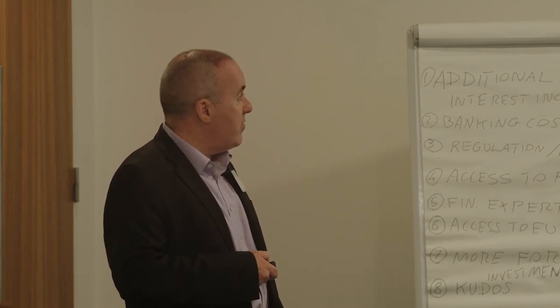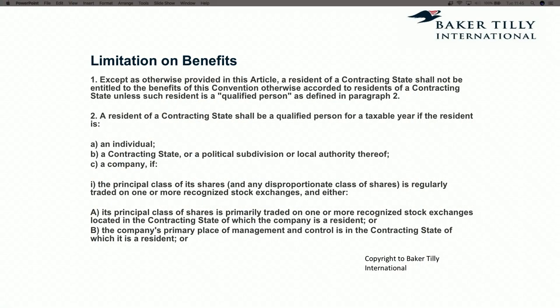treaty works. It says a resident for contracting sake shall be a qualified person for a taxable year if the resident is an individual. We're talking about a company, so it's not an individual. Ignore B. A company, if the principal class of its shares and any disproportionate class of shares is regularly traded on one or more recognised stock exchanges, and either its principal class of shares is primarily traded on one or more recognised stock exchanges located in the contracting state in which the company is resident, or the company's primary place of management and control is in the contracting state in which it is resident. What sort of companies qualify for these benefits, would you say?